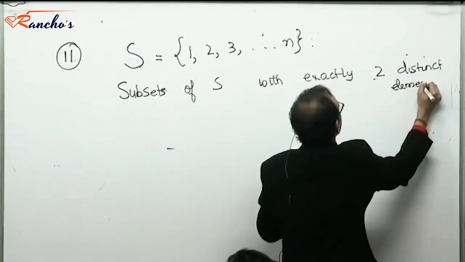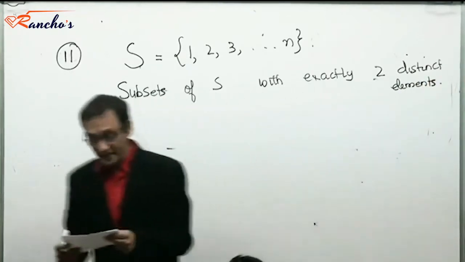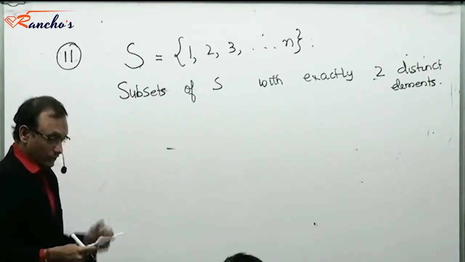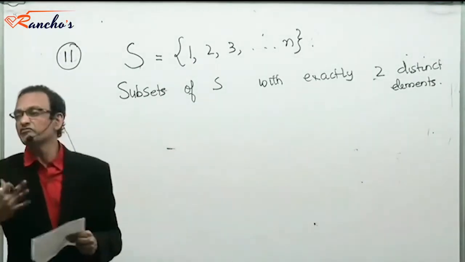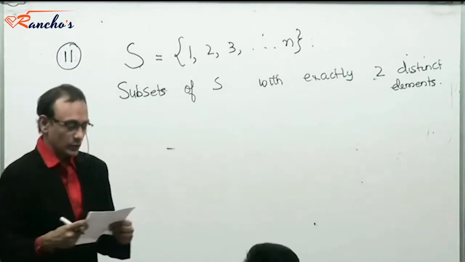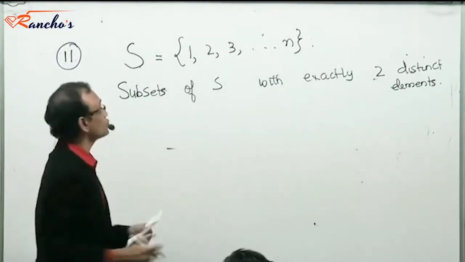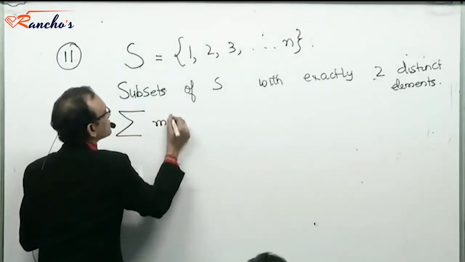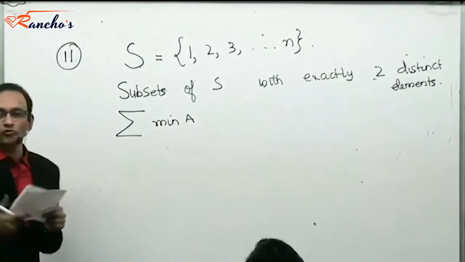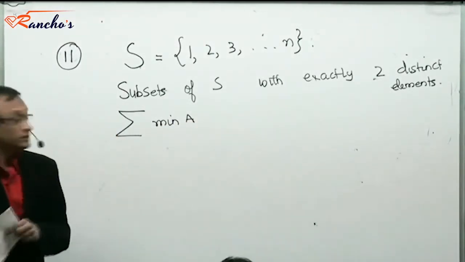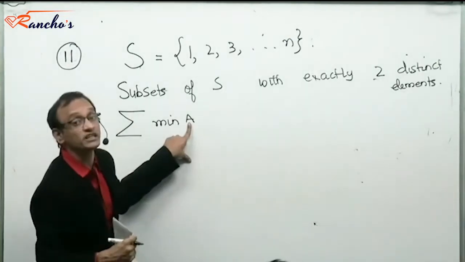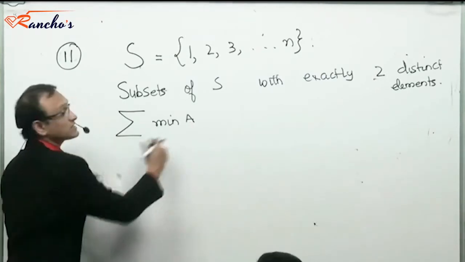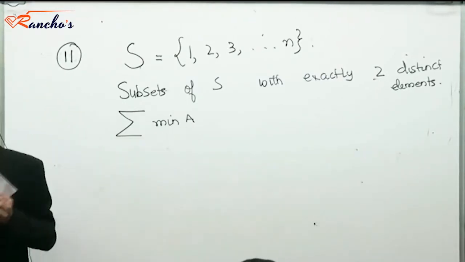We are creating all subsets of S with exactly two distinct elements. These sets are referred to as A's, right? With exactly two distinct elements. What we want to do is take the minimum of each of these subsets. There are a variety of these subsets with two distinct elements, and from each one of them, I take the smaller value and sum it up. This is what I want to be able to do.